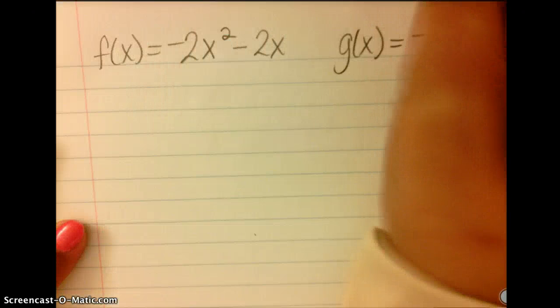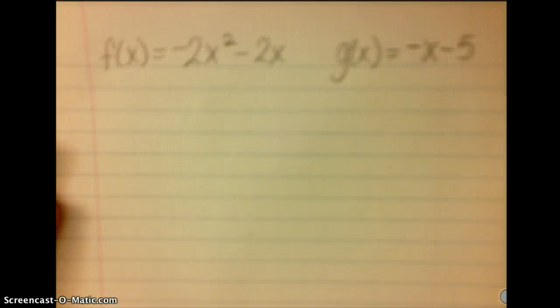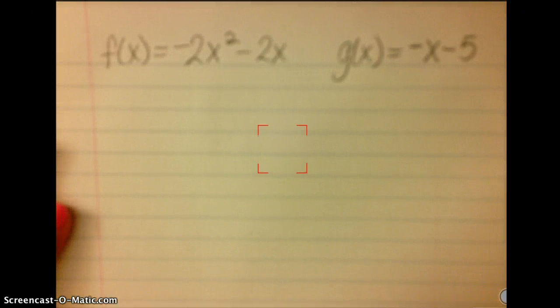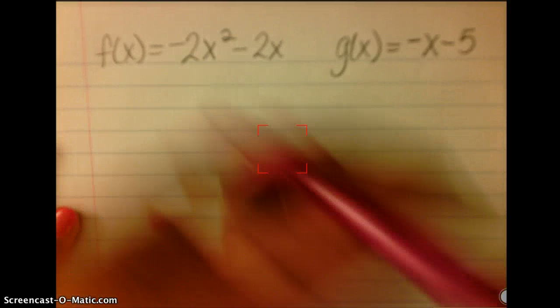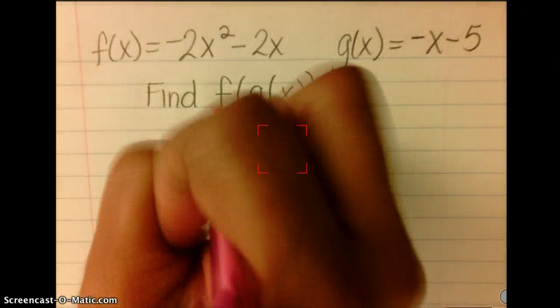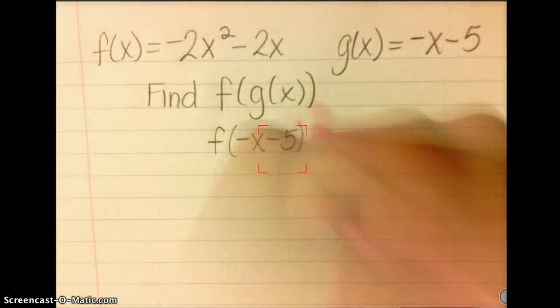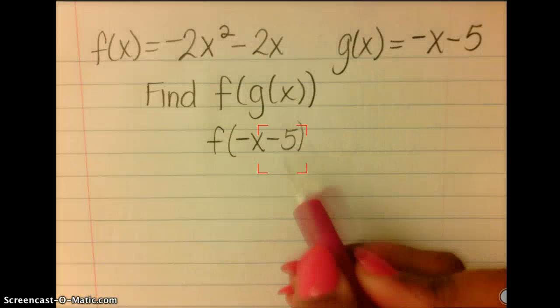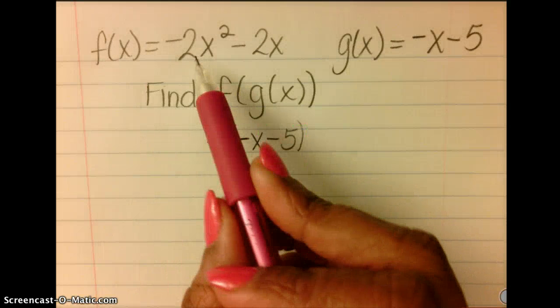Okay. Now, last problem. F of x equals negative 2x squared minus 2x. G of x equals negative x minus 5. We're still looking at composition. So the composition that we're going to find is f of g of x. Okay, we're still going to start on the inside. In place of the g of x, we're going to put negative x minus 5. So now it's f of negative x minus 5. Now we're going to go to the f function and put negative x minus 5 in place of the variable.